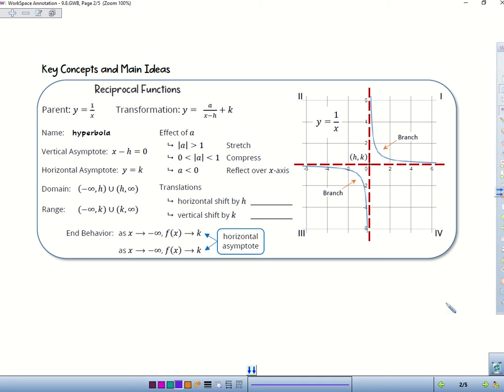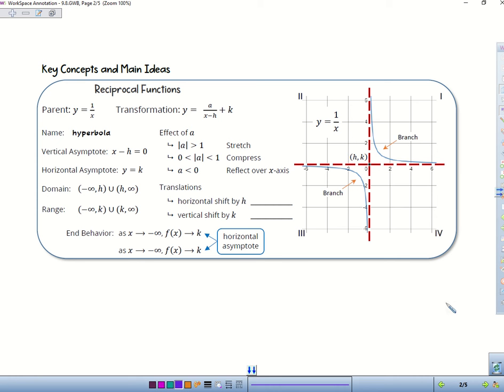I'm going to talk a little bit about why we call them reciprocal functions. If you think of the regular function y equals x, that's just a standard linear function that goes through the origin. But reciprocal is when we flip a fraction. So technically x over 1 would flip to 1 over x. And this is how it looks when we do that.